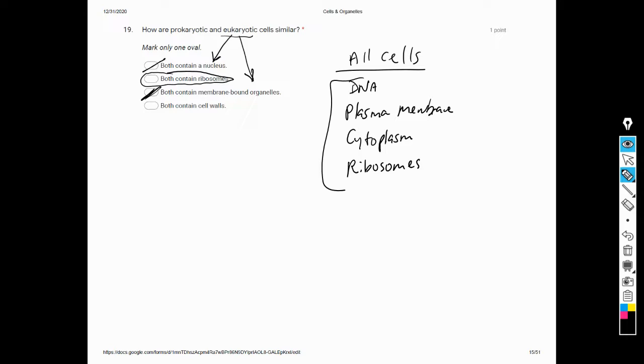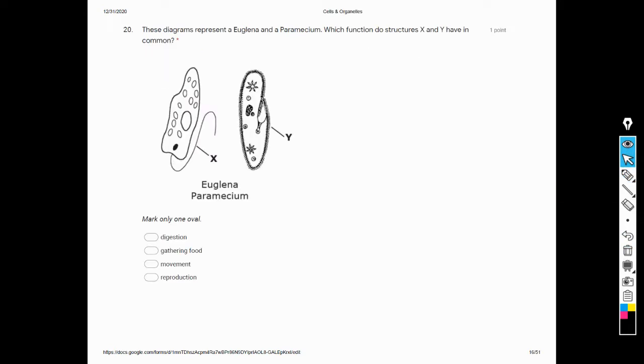And then down here, both contain cell walls. Prokaryotic cells do contain cell walls, but not all eukaryotic cells do. Those diagrams that we just looked at, plant cells do have a cell wall and animal cells do not. So we can't just make that blanket statement that both contain cell walls, but both do have ribosomes, as indicated up here by answer choice B.